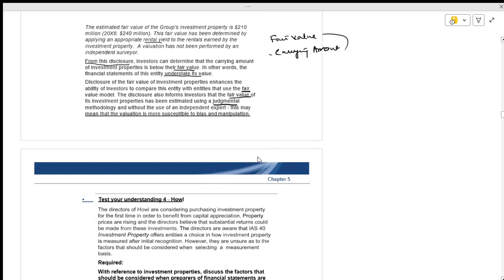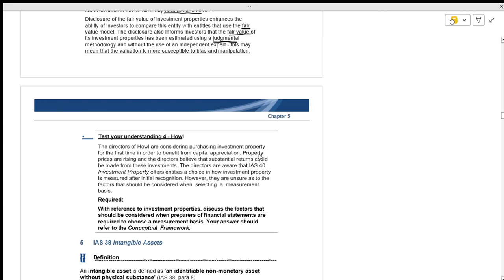This is the most important factor that comes into the picture when you are doing this. Fine? Now, coming back to this, test your understanding. The directors are considering purchasing investment property for the first time in order to benefit from it. What I suggest is you divide everything into small sentences. These are the techniques. In examination also, make small sentences. See, what is the advantage you will have if you do small sentences?